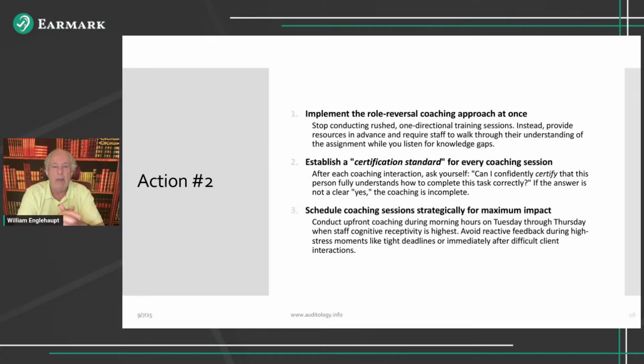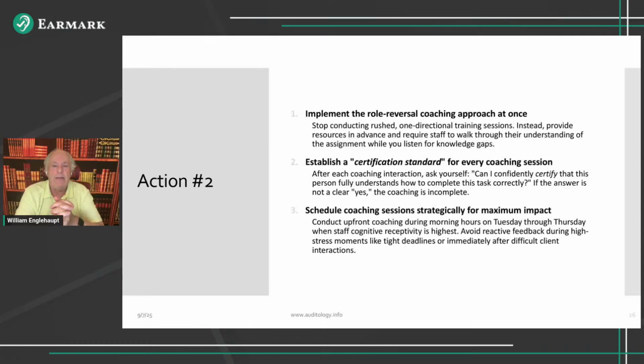back to you. Establish a certification standard for every coaching session. And I say every, which is all those ones that you're doing in that model, right? After each coaching interaction, ask yourself, can I certify that this person fully understands that? And if the answer is not a clear yes, just work on those pieces that need to go.